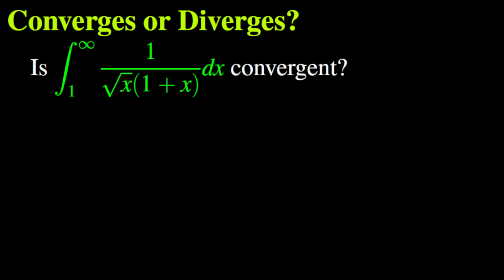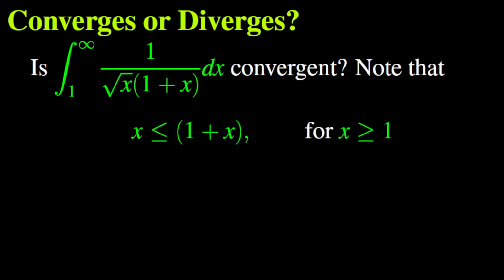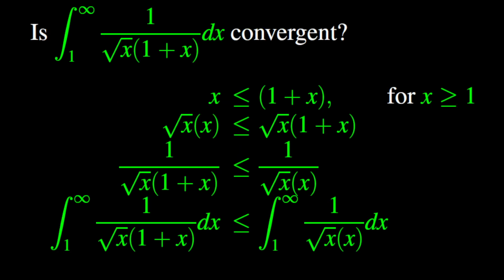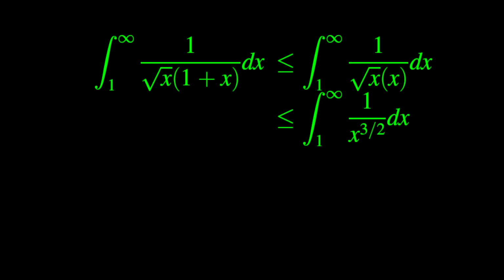Now let us investigate if the integral from 1 to infinity of 1 over the square root of x times 1 plus x dx is convergent or not. It is obvious to see that x is less than 1 plus x for all x greater than 1. Consequently, the square root of x times x is less than the square root of x times 1 plus x. We take the integral of both sides of the inequality, and see that the integral from 1 to infinity of 1 over the square root of x times 1 plus x dx is less than the integral from 1 to infinity of 1 over the square root of x times x dx, which is the integral from 1 to infinity of 1 over x to the power 3/2 dx.